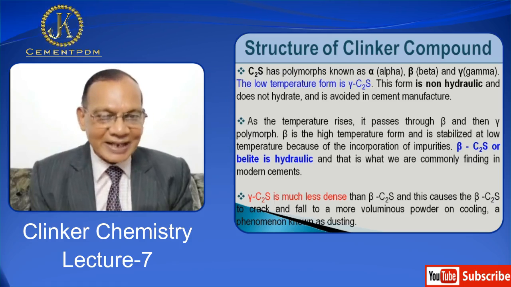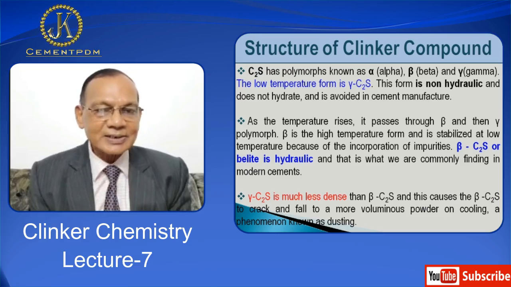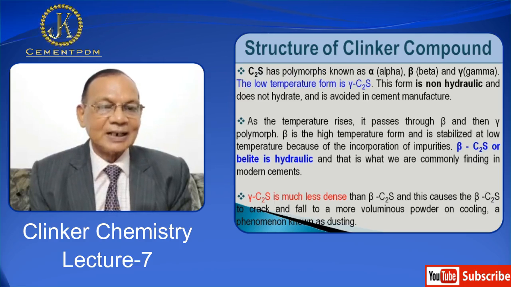As the temperature rises, it passes through beta and then gamma polymorph. Beta is the high temperature form and is stabilized at low temperature because of the incorporation of impurities. Beta C2S, or belite, is hydraulic, and that is what we are commonly finding in modern cement. Gamma C2S is much less dense than beta C2S, and this causes the beta C2S to crack and fall to a more voluminous powder on cooling, a phenomenon known as dusting.